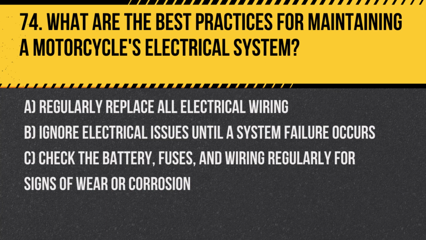Question 74. What are the best practices for maintaining a motorcycle's electrical system? A. Regularly replace all electrical wiring. B. Ignore electrical issues until a system failure occurs. C. Check the battery, fuses, and wiring regularly for signs of wear or corrosion. Answer: C. Check the battery, fuses, and wiring regularly for signs of wear or corrosion. Proper maintenance of the electrical system ensures reliable motorcycle operation.